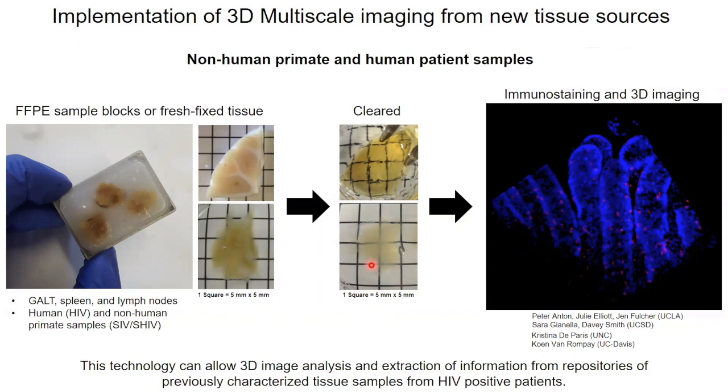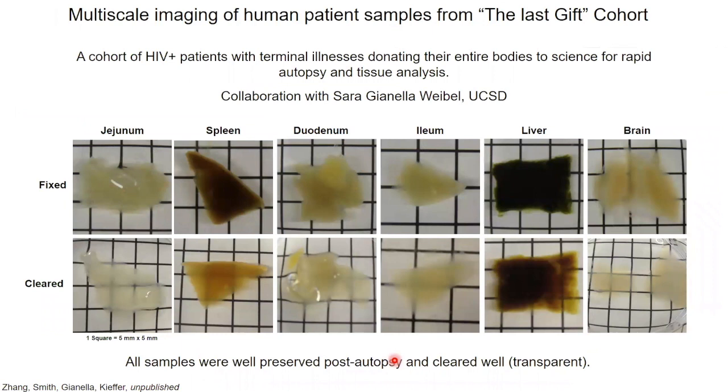Finally, in this example, we can conduct immunostaining and 3D imaging. These are showing T cells, potential HIV target cells, along the villi of an intestinal sample. So this shows us that we can do this in all types of tissues. And there's some of our preliminary data.